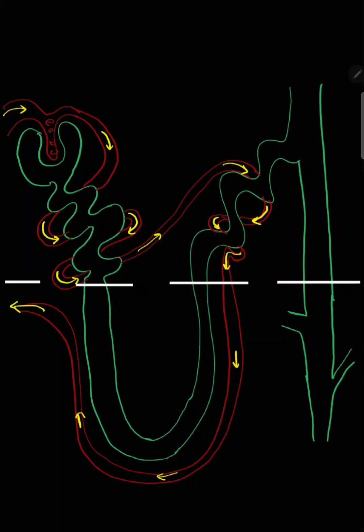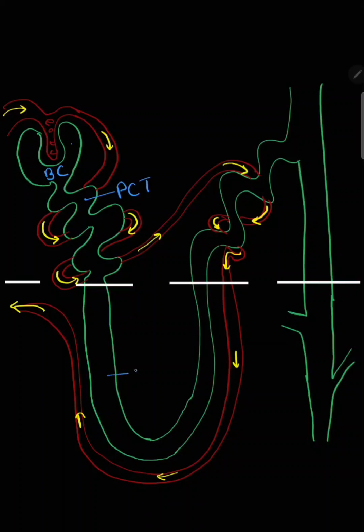Okay, so this is a nephron. It may look too complicated, but it's a very simple structure. See, this portion is the Bowman's capsule, right? This curved portion is called the PCT, proximal convoluted tubule.